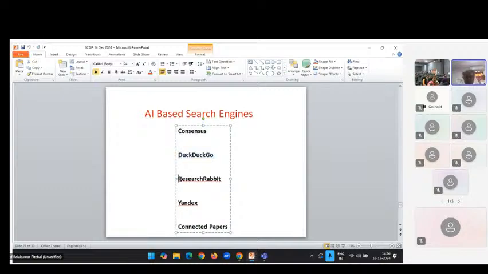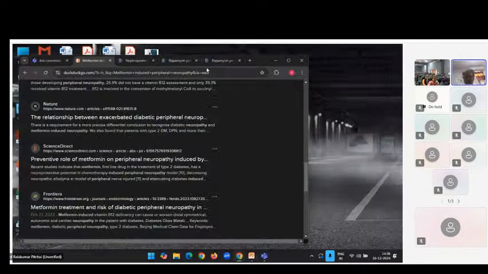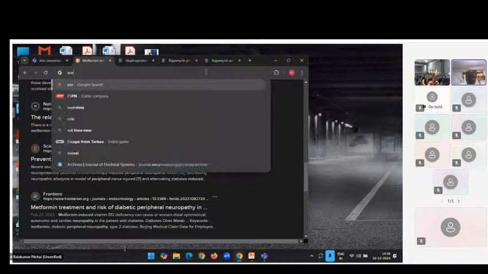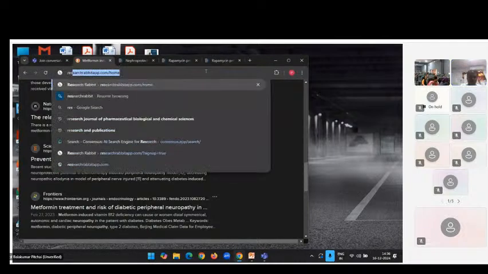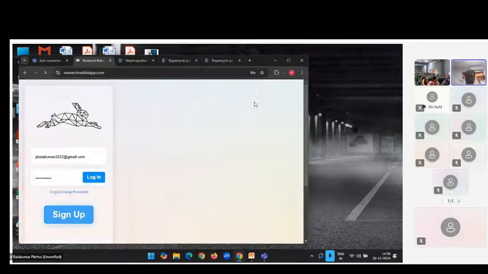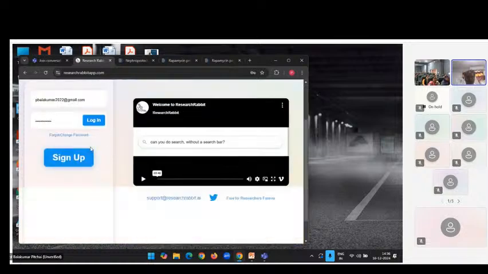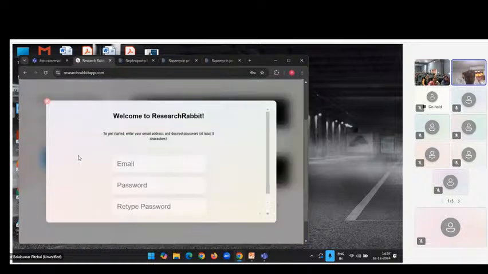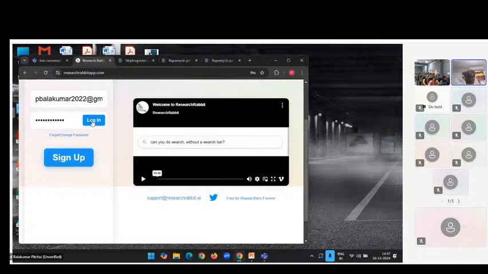Then Research Rabbit. Yeah, Research Rabbit, you know very well. So it is asking me to sign up. Let me sign up. Oh, sign up is not there. Okay, it's not needed to sign up.